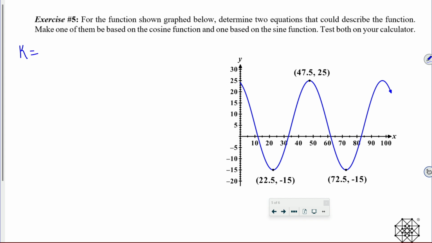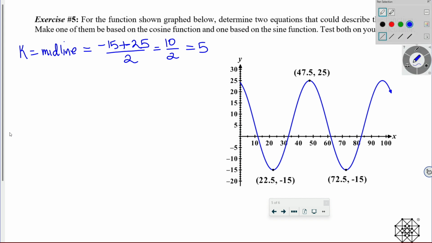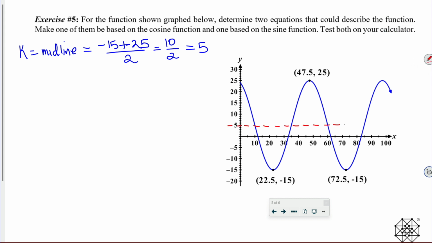Let's first go with our midline value. For me, that's always the easiest. That's going to be my minimum plus my maximum all divided by 2. That's going to be 10 divided by 2, and that's 5. As always, I love getting it graphed in there. So I'm going to graph y equals 5, just so I can really see that going up and down.